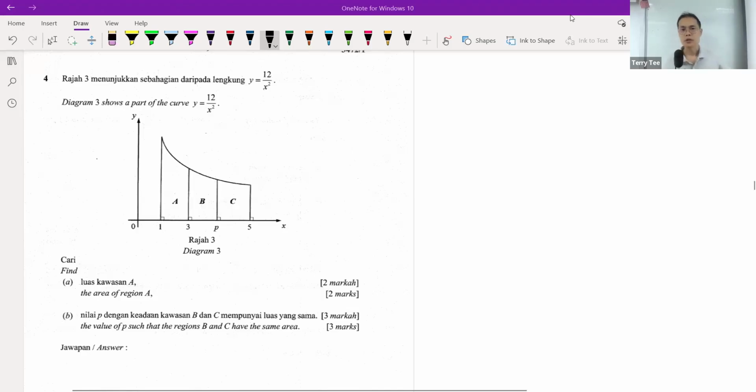Okay, question number 4. This is from Form 5, Chapter 3, integration. The diagram shows part of the curve y equals 12 over x squared. You're supposed to find the area of shaded region A. For the first part, we can just integrate. Your area will be the integration from 1 to 3 of your function, 12 over x squared dx.